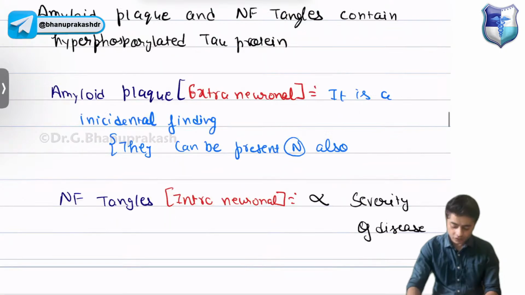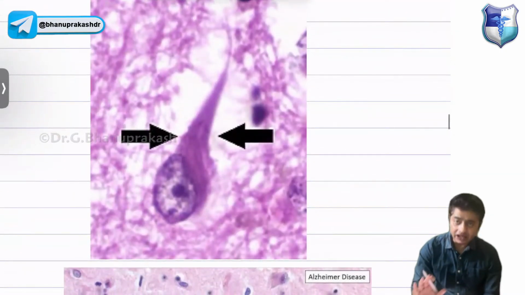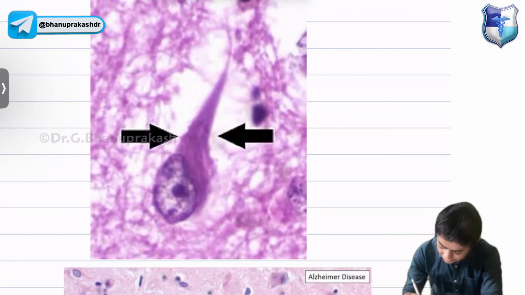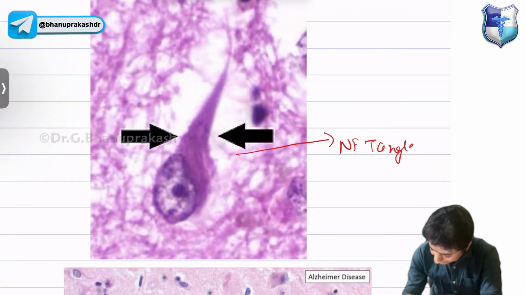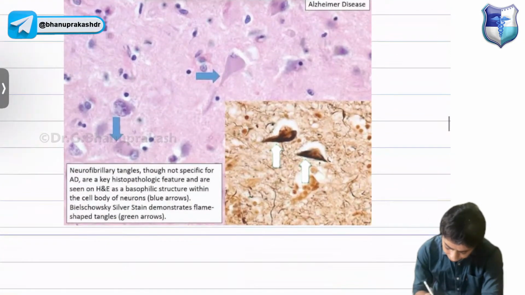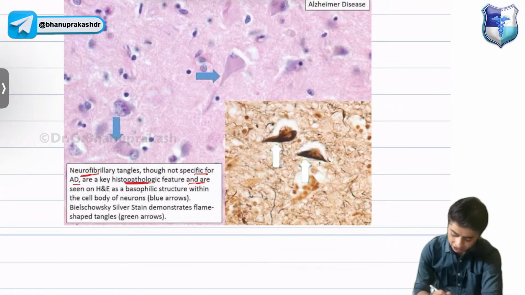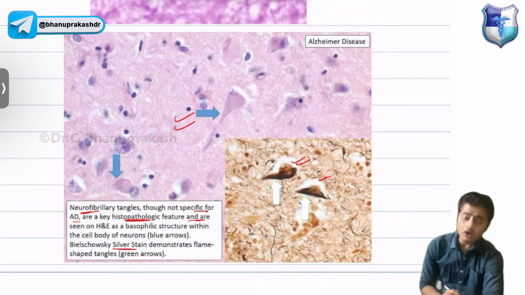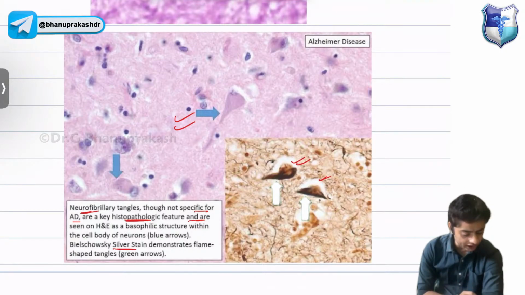Okay, everyone. So see this diagram. Generally, this is the question you get, especially in your patho exam. This is the NF tangle body. Now see, neurofibrillary tangles, though not specific for Alzheimer's disease, are a key histopathological feature. You are seeing these NF tangles, and on silver stain also you can see these. These are your neurofibrillary tangles. Okay, everyone.